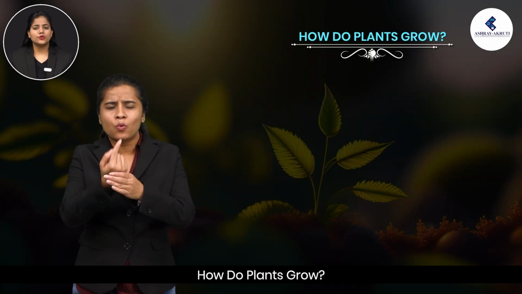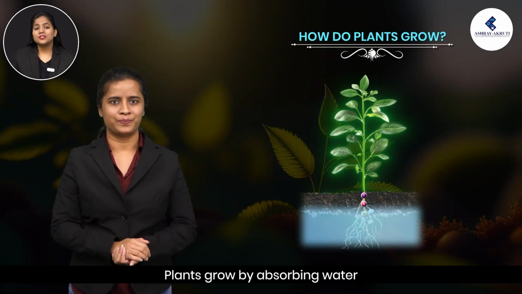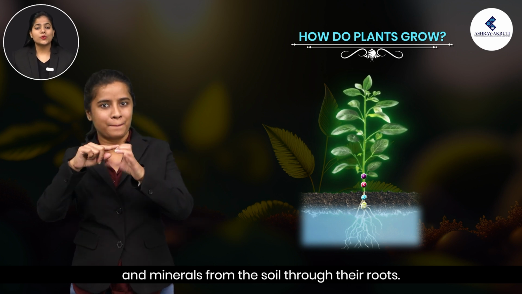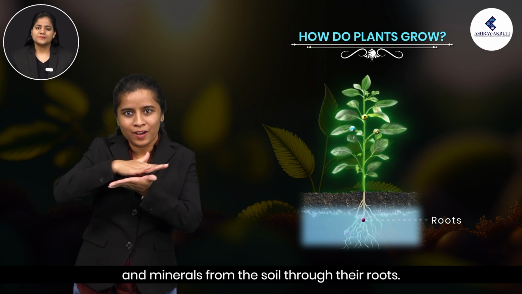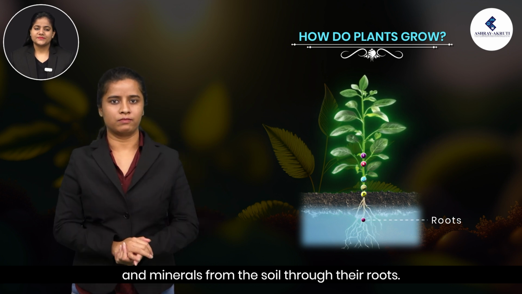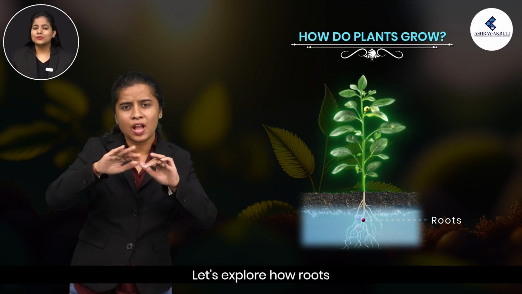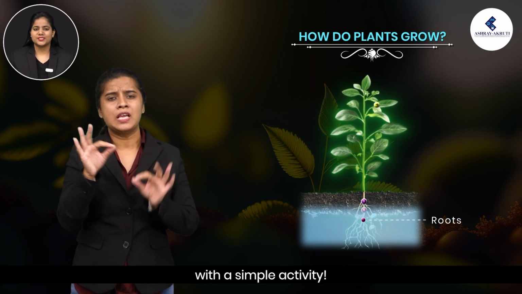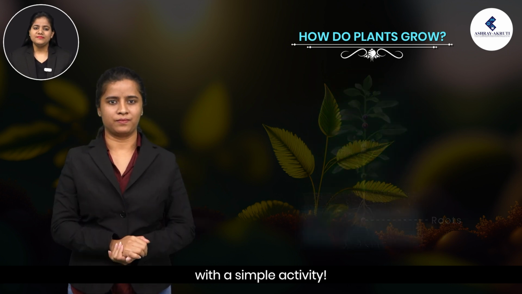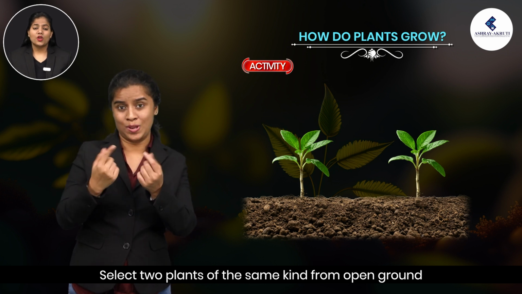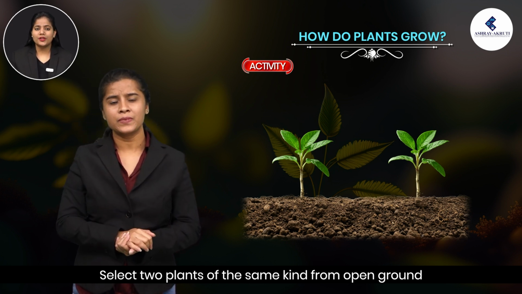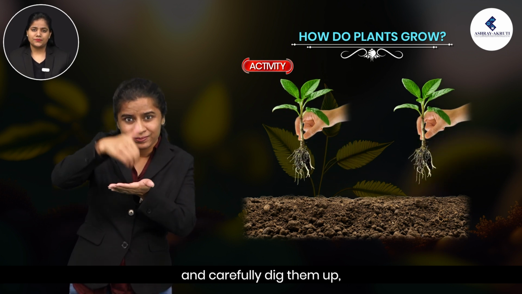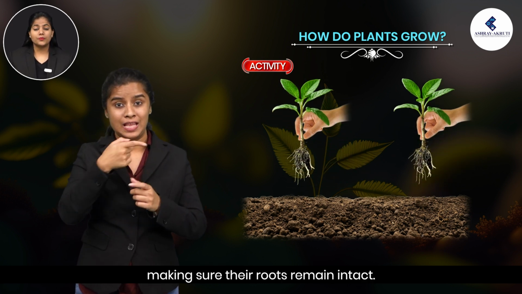How do plants grow? Plants grow by absorbing water and minerals from the soil through their roots. Let's explore how roots play a crucial role in this process with a simple activity. Select 2 plants of the same kind from open ground and carefully dig them up, making sure their roots remain intact.